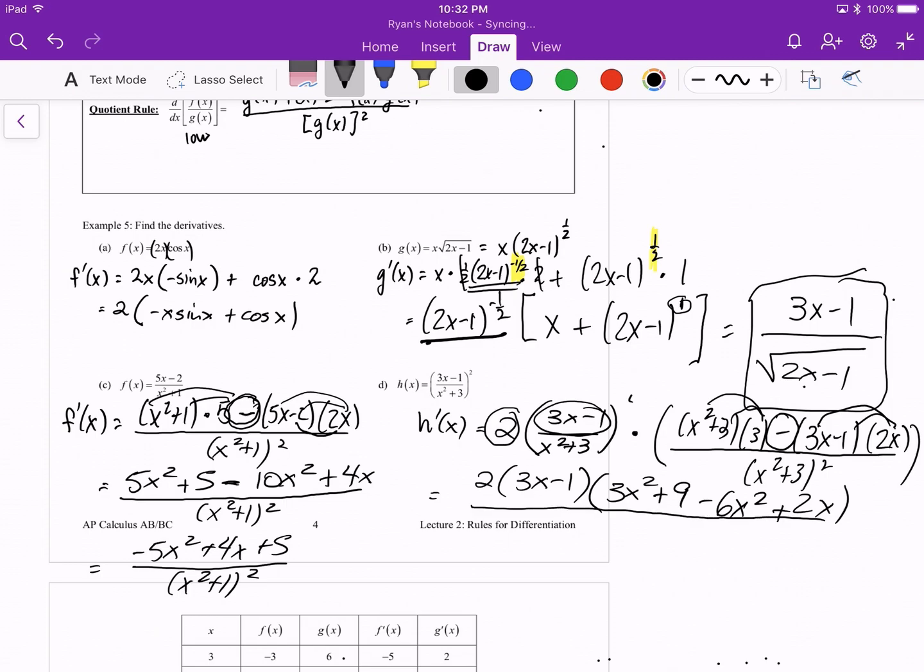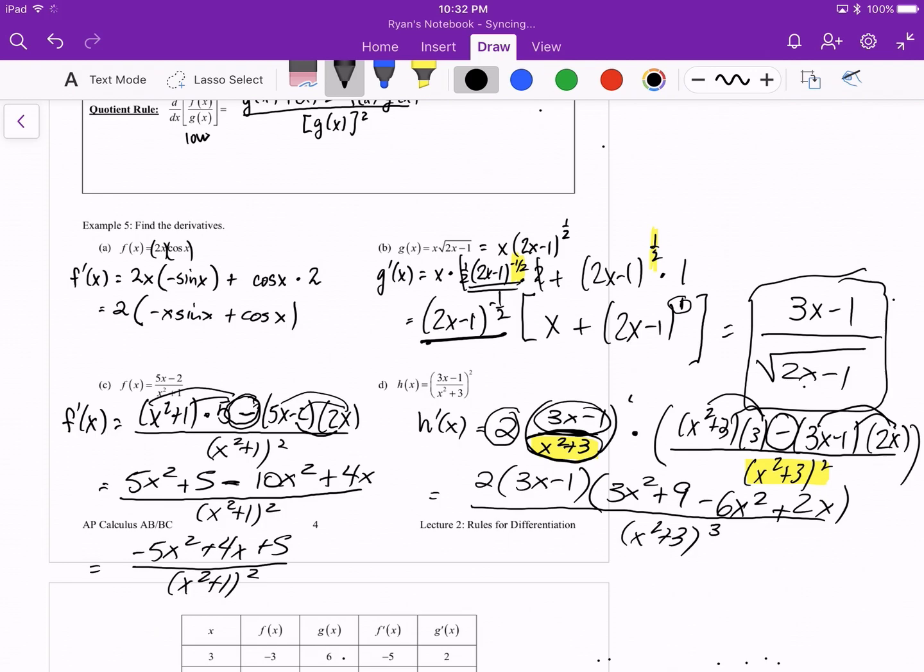Now the question is, how many x squared plus 3's do I have? So I know that I have that in the denominator, but how many of them do I have? Well, there's one of them right here. Okay, so let me use the highlighter so that you can see that. That's right there. There's one of them. And then there are two of them sitting right here. So if I combine those, that's going to give me a grand total of 3 of them. And so that's what the exponent becomes.